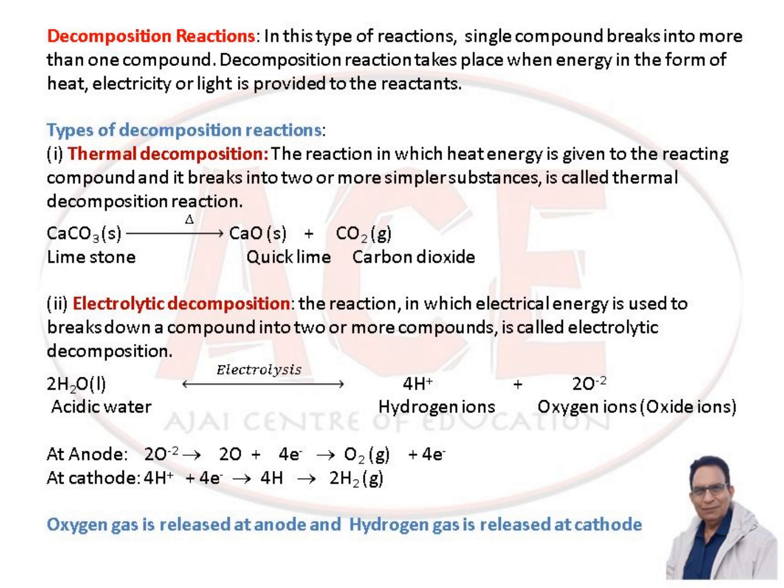So here is the reaction: H2O gives hydrogen ion and oxygen ion. At anode, oxygen ion loses electron. At cathode, hydrogen ion accepts electron. So oxygen gas is released at anode and hydrogen gas is released at cathode.